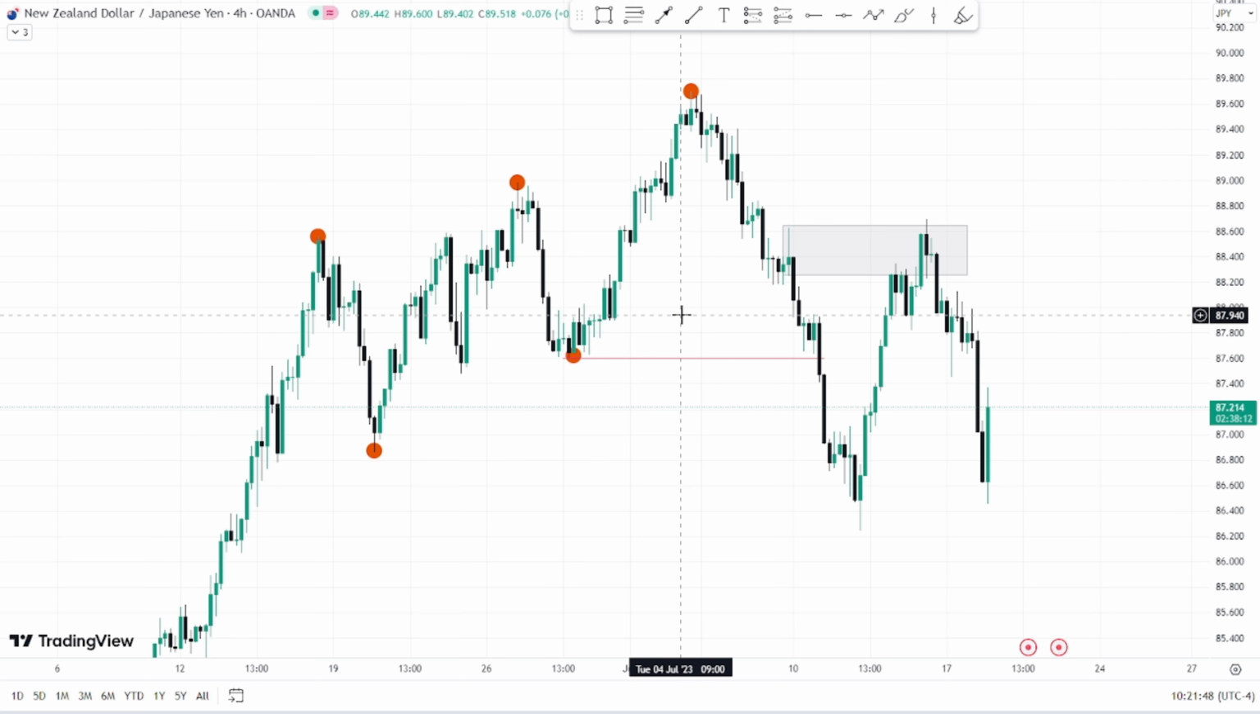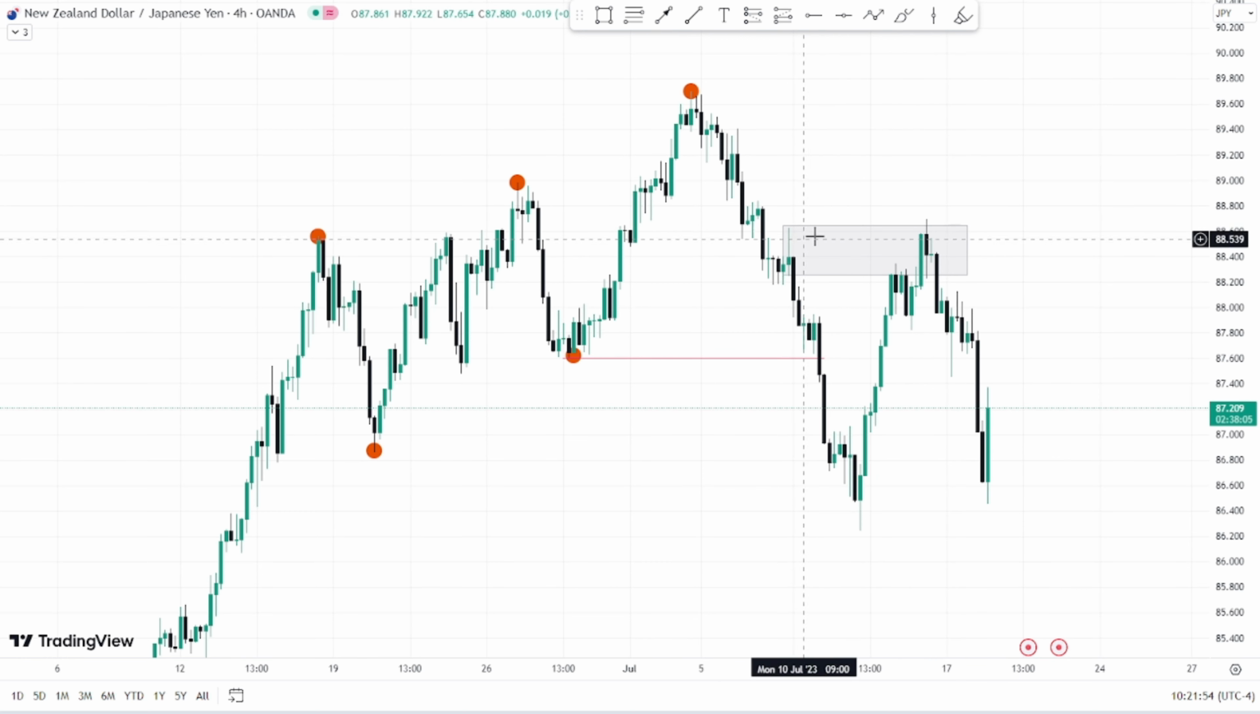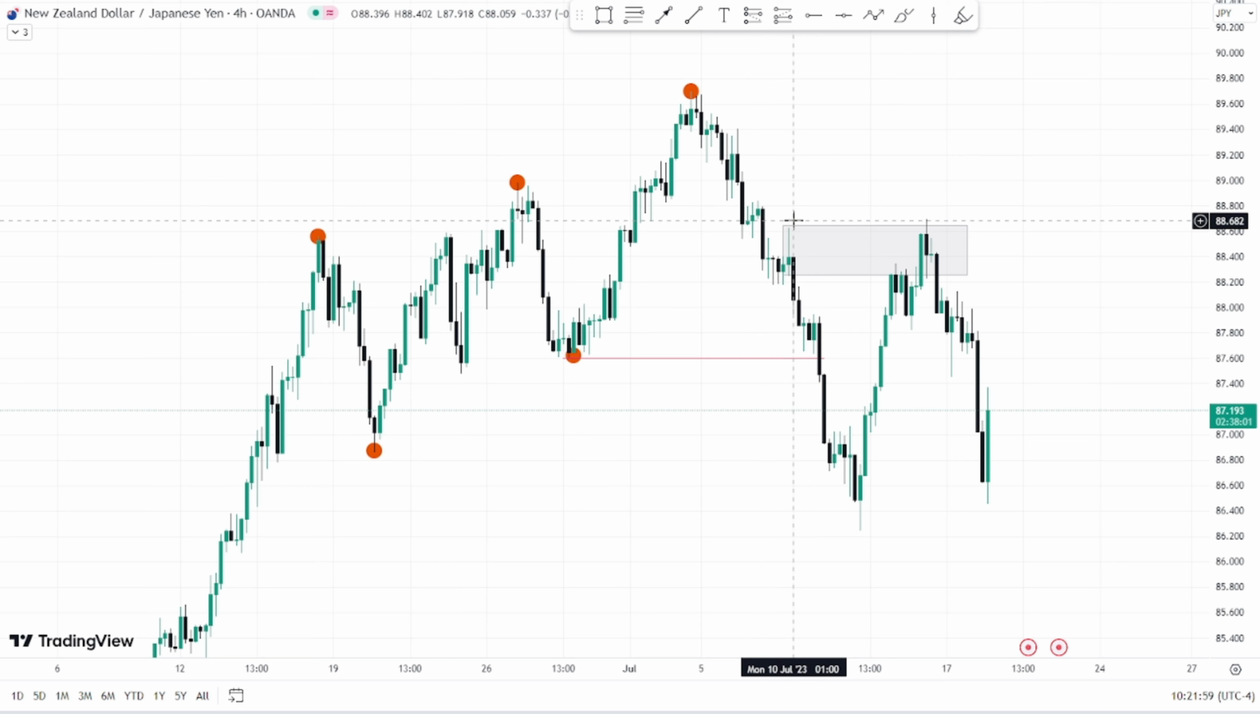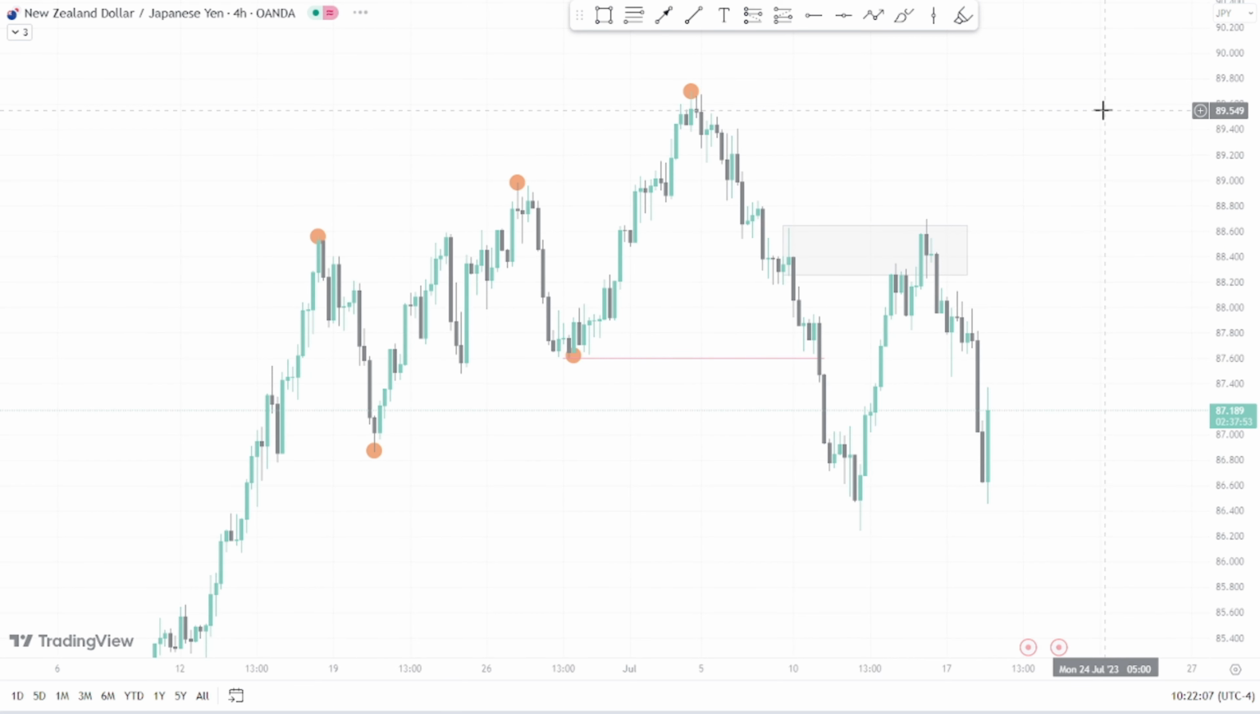Reason being is that there is no body candle closing above this order block here, so this is regarded as just a liquidity grab, right? So yeah, then after establishing an order block, I will move to my 15 minute time frame.